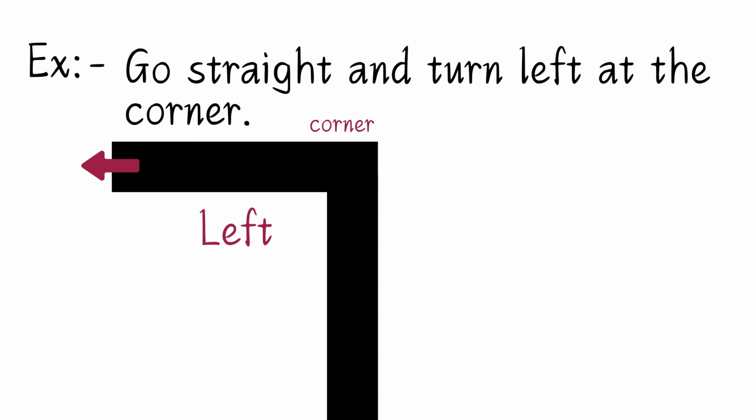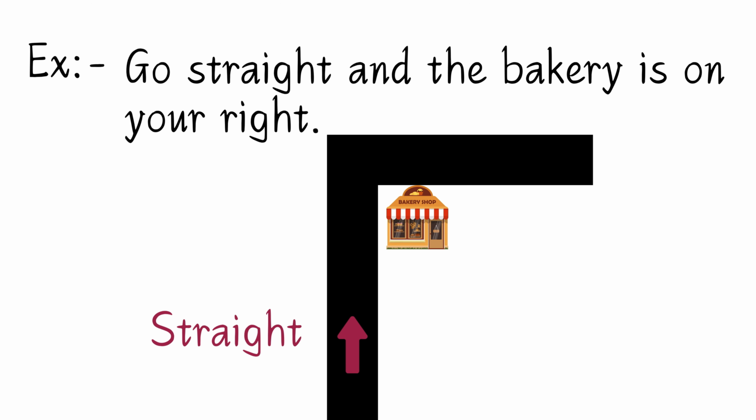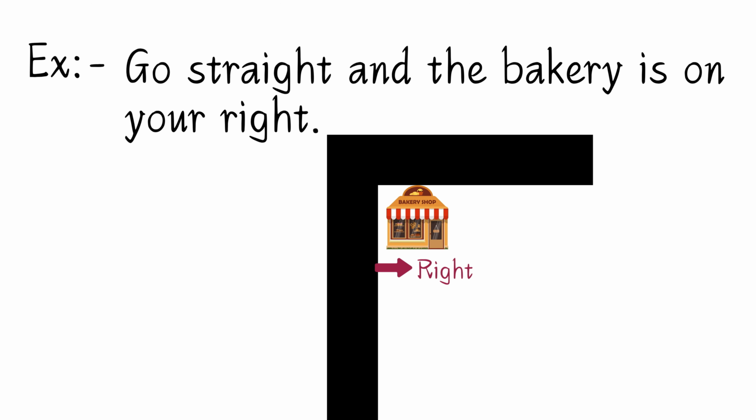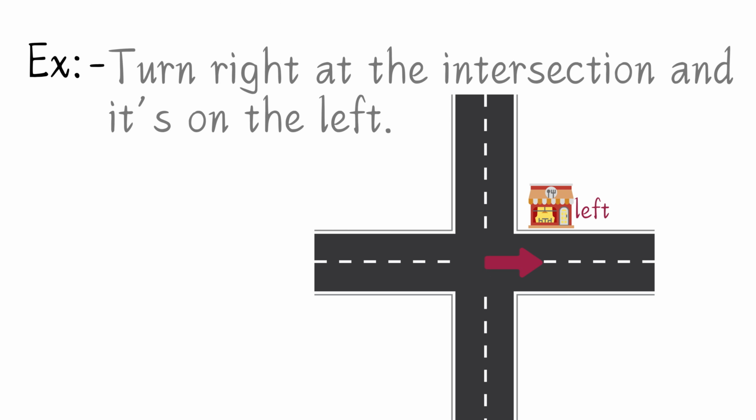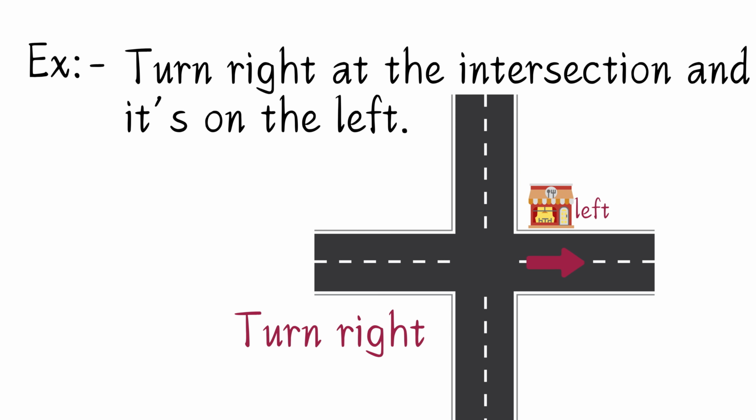Second example. Go straight and the bakery is on your right. In this case, we are telling someone to keep going straight and the bakery will be on the right side. Third example. Turn right at the intersection and it's on the left. This tells someone to turn right when they reach an intersection and the place they are looking for will be on the left.